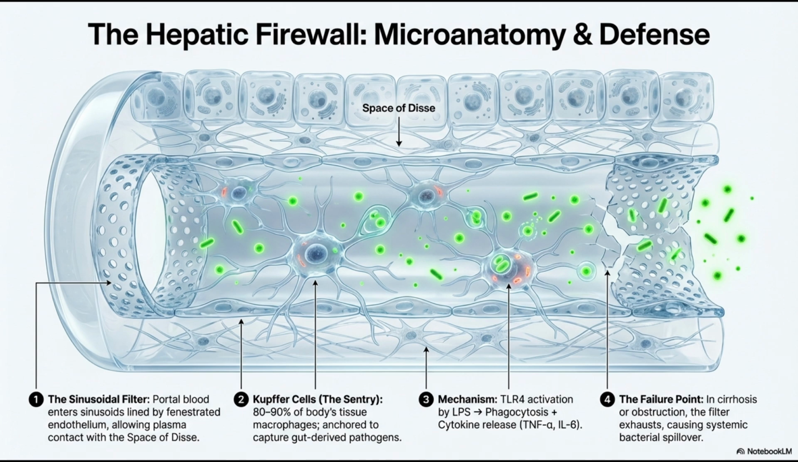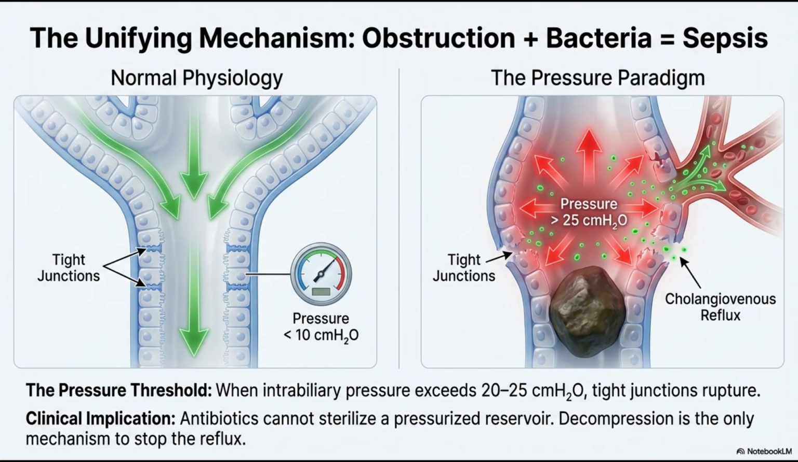And this is where the physics comes in. Our sources highlight a critical number, a threshold that every ICU doctor should have burned into their brain. And that number is? 20 to 25 centimeters of water. 20 to 25 cmH2O. Why is that number so specific? It sounds like a ventilator setting. It does, doesn't it? But in the biliary tree, that is the breaking point. When intrabiliary pressure exceeds that threshold of roughly 25 cmH2O, the tight junctions between the hepatocytes literally rupture. The barrier physically breaks. It just gives way.